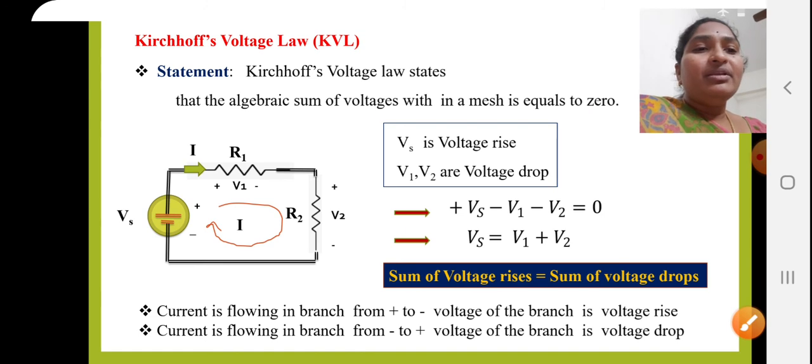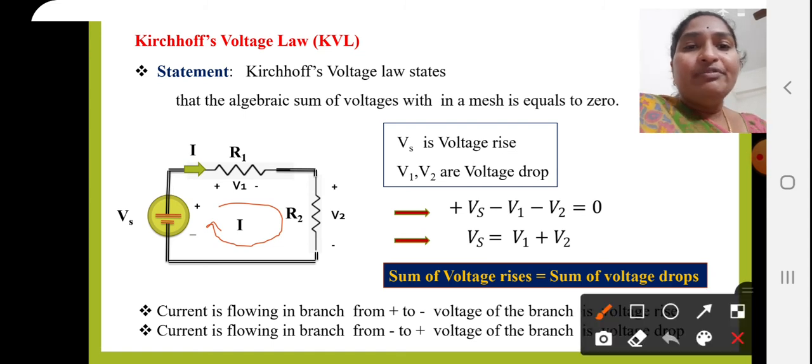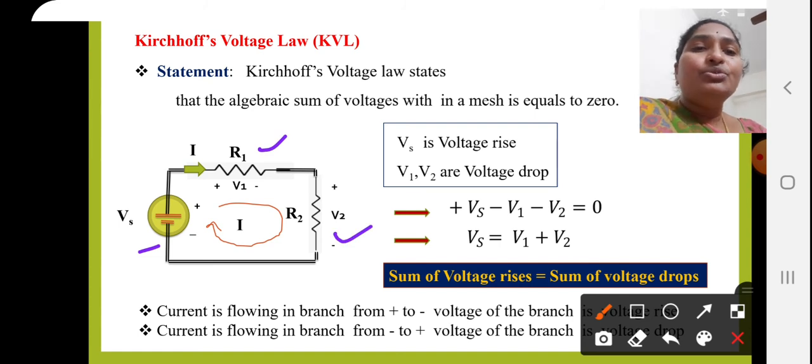So, for the understanding of this Kirchhoff's voltage law, I have taken a simple circuit. It is a basic circuit which consists of one voltage source and two different resistances, let us say R1 and R2, connected like this, forming a simple loop. First, while applying Kirchhoff's voltage law, or KVL in short form, depending upon the direction of current, we can say whether it is a voltage rise or voltage drop. First of all, we need to assume the direction of current through a loop.